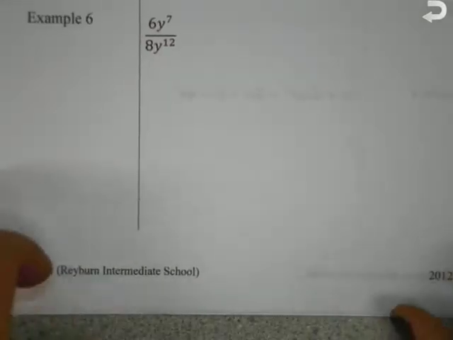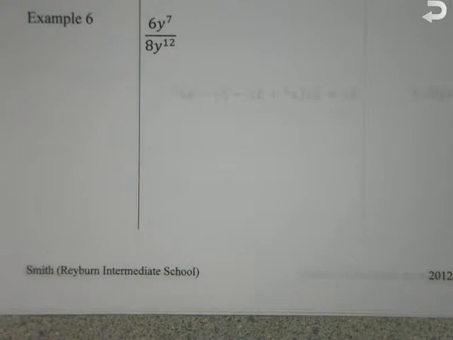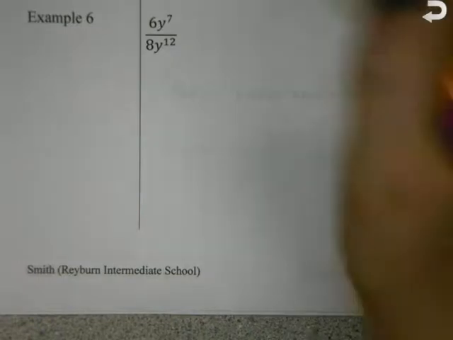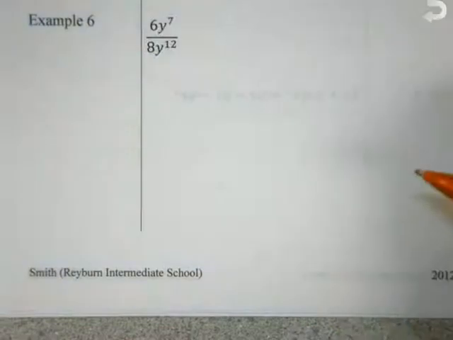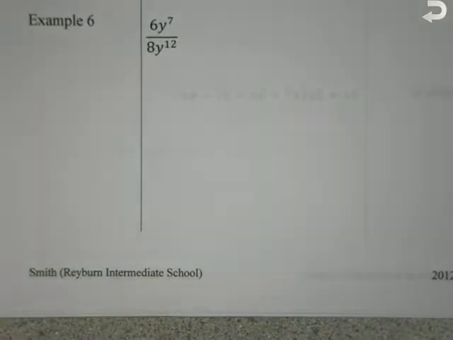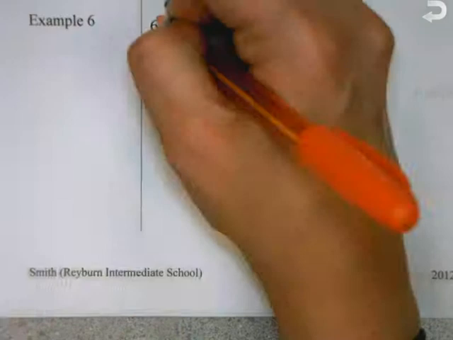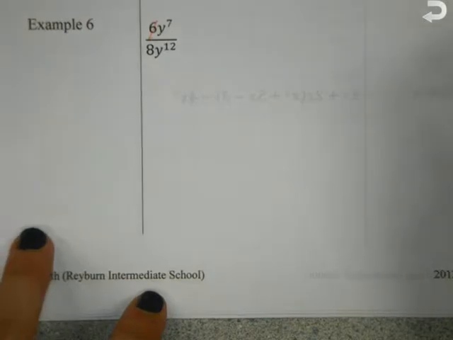Let's see. Let's reduce the numbers first. So 6 over 8. What do those reduce by? What goes into both 6 and 8? 2. 2 goes into 6 how many times? 3. And 2 goes into 8? 4 times. Okay, so I'm going to write my fraction. I know I have a 3 and a 4.